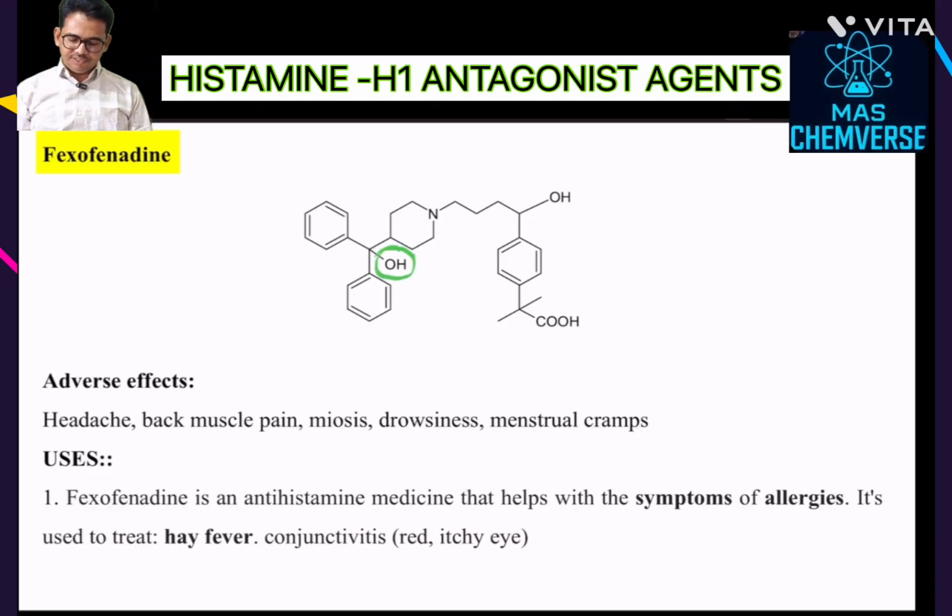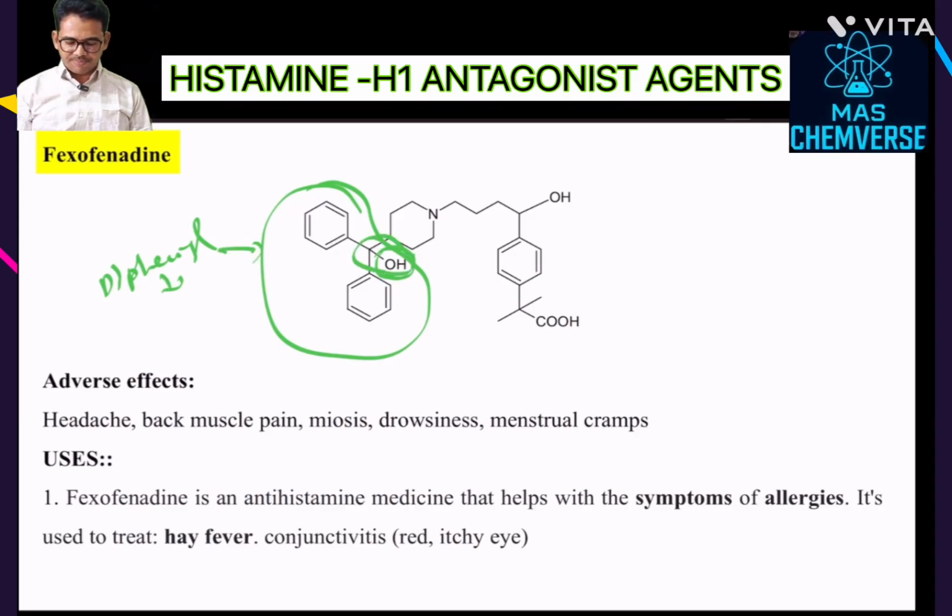Next one is the fexofenadine. Fexofenadine, the difference we are going to observe, it looks like diphenhydramine, like a diphenyl group. This one is attached to the methoxy, which is attached to the piperidine, that is perhydropyridine, it is called.